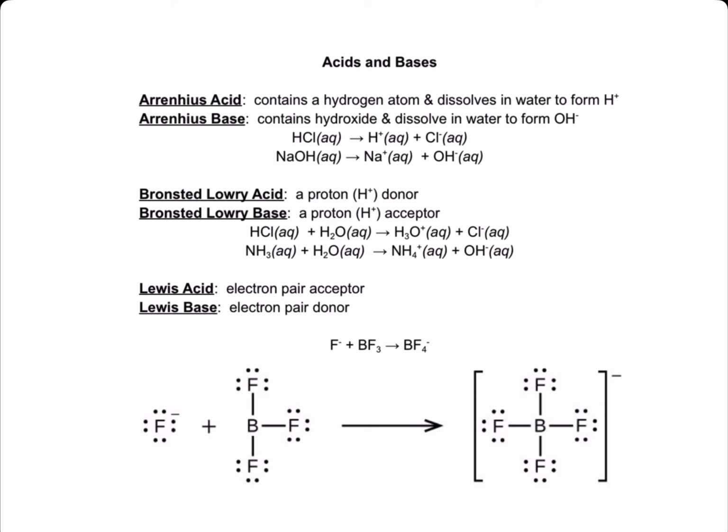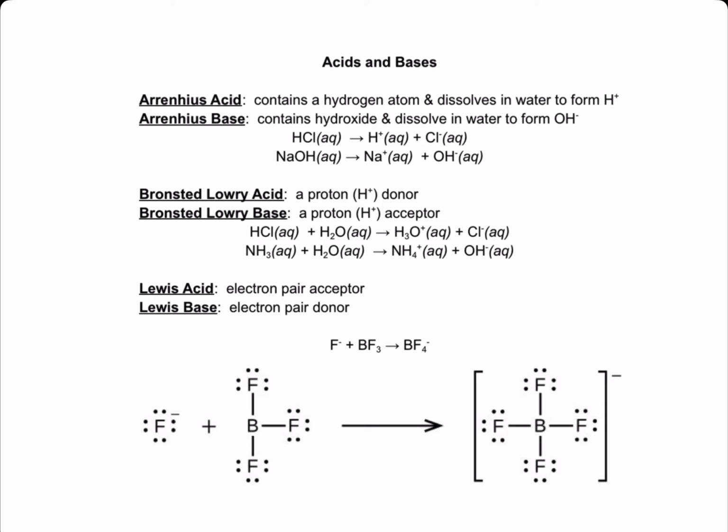NH3 plus H2O yields NH4+ plus OH-. NH3 starts off with 3 protons, but yields something with 4 protons. So NH3 accepted a proton. So NH3 is considered a base, a Brønsted-Lowry base. So with Brønsted-Lowry acids and bases, you're looking for proton donors and proton acceptors.